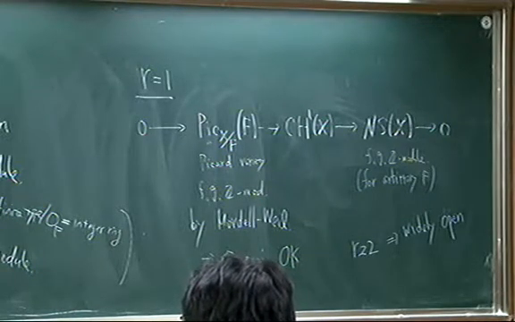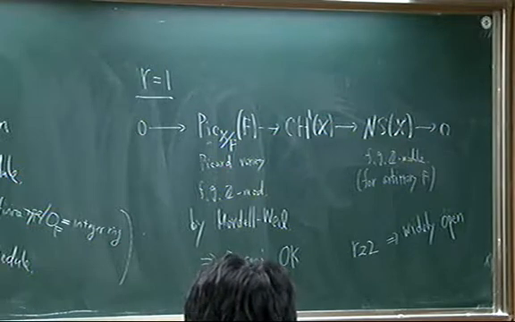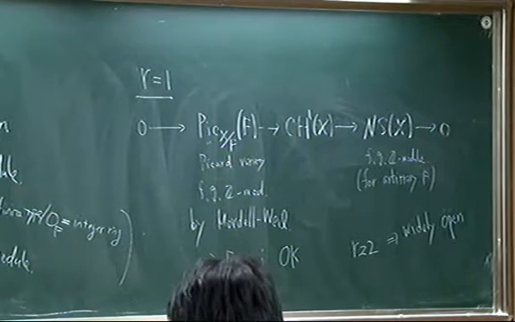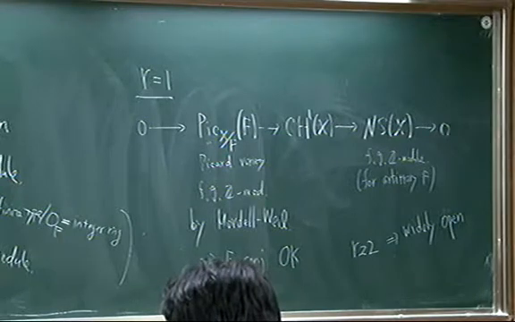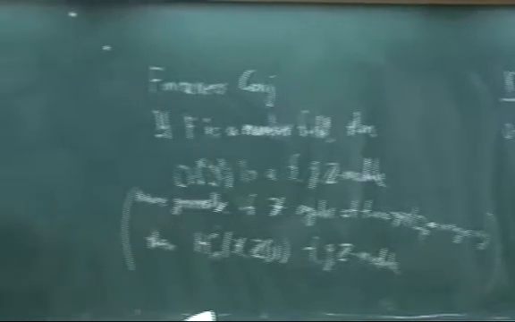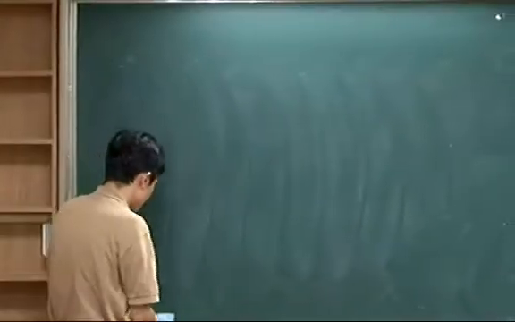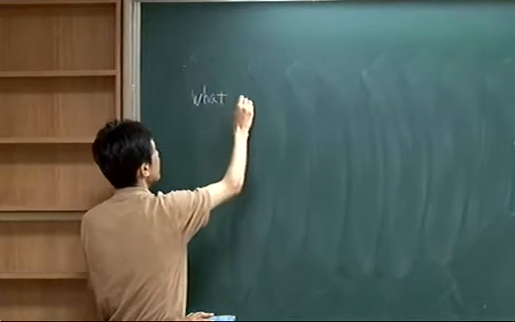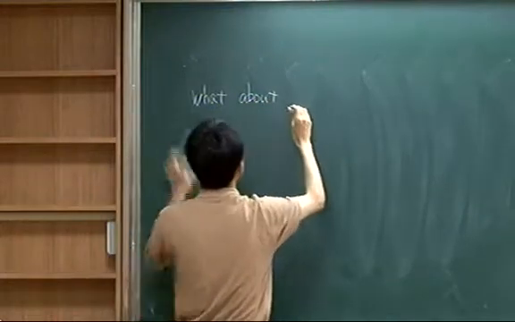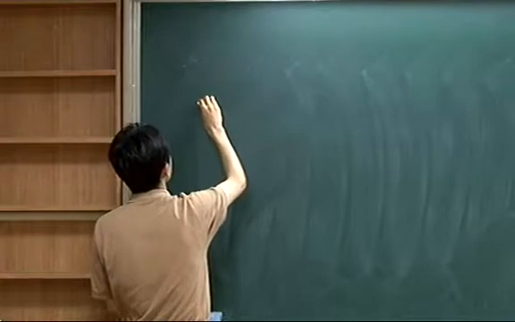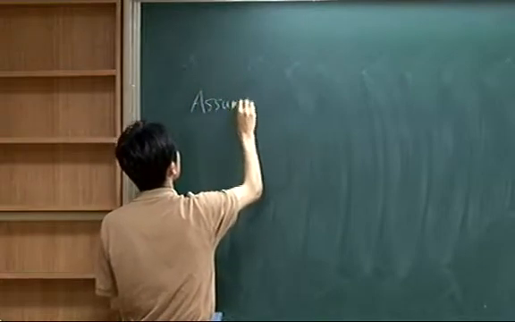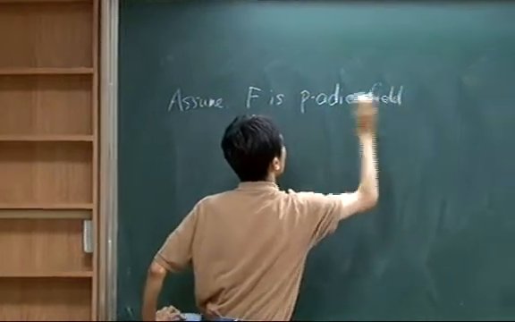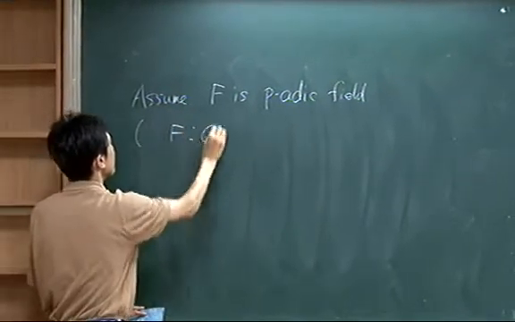So the conjecture is too difficult, and people consider weaker questions. First, people consider the same questions when the base field is a p-adic local field. So the question now: assume that F is a p-adic field, namely, a finite extension of Q_p.